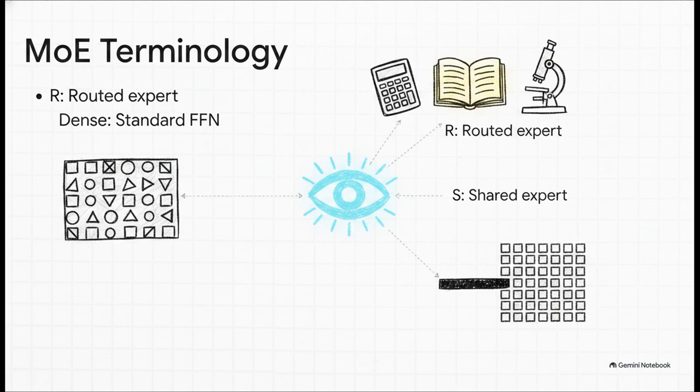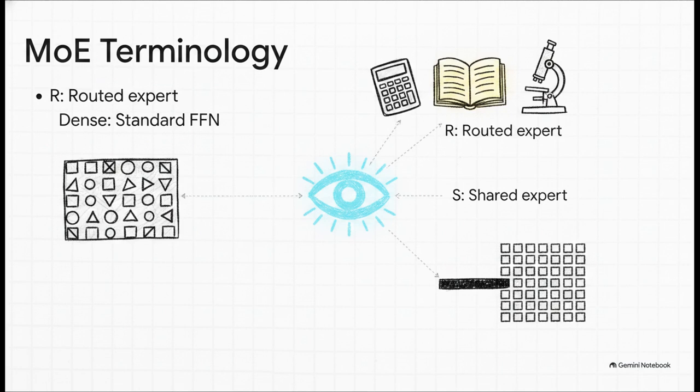So you have R, which stands for a routed expert. Think of these like highly trained specialists. Maybe one is fantastic at math, while another's a grammar whiz. They only activate when a very specific token is routed to them. Then you have S, the always active shared expert. This expert fires on every single token, capturing the kind of general baseline knowledge that everyone needs.